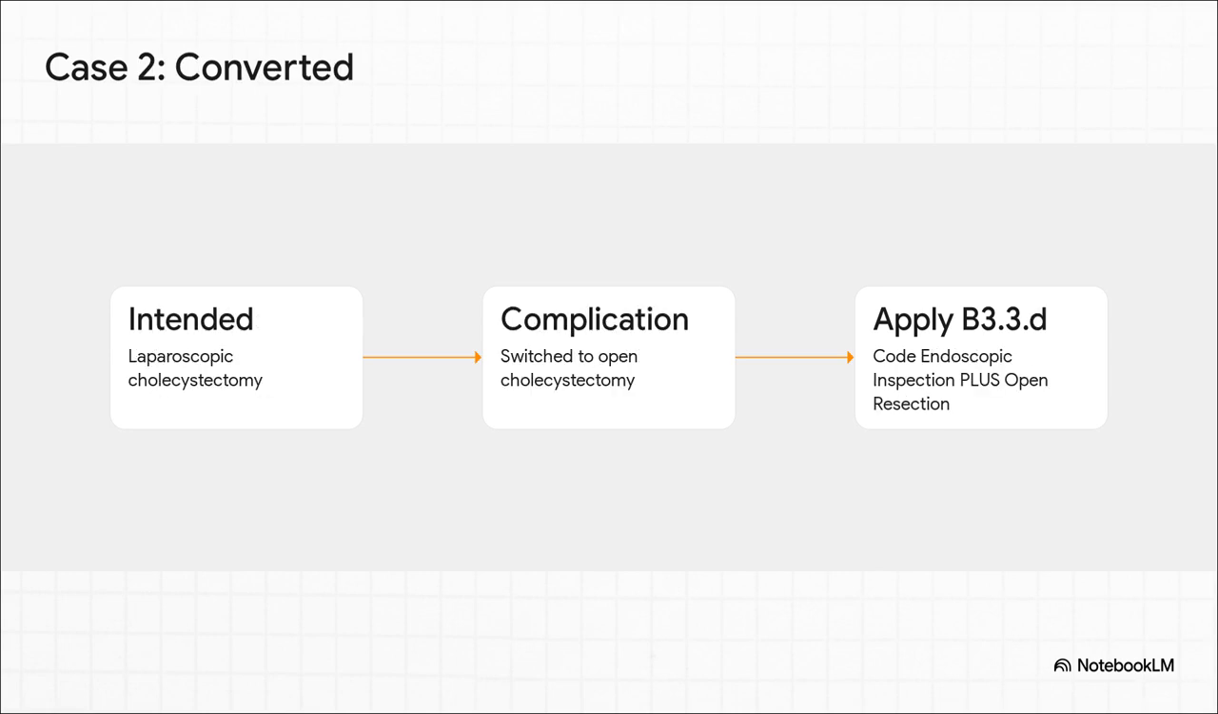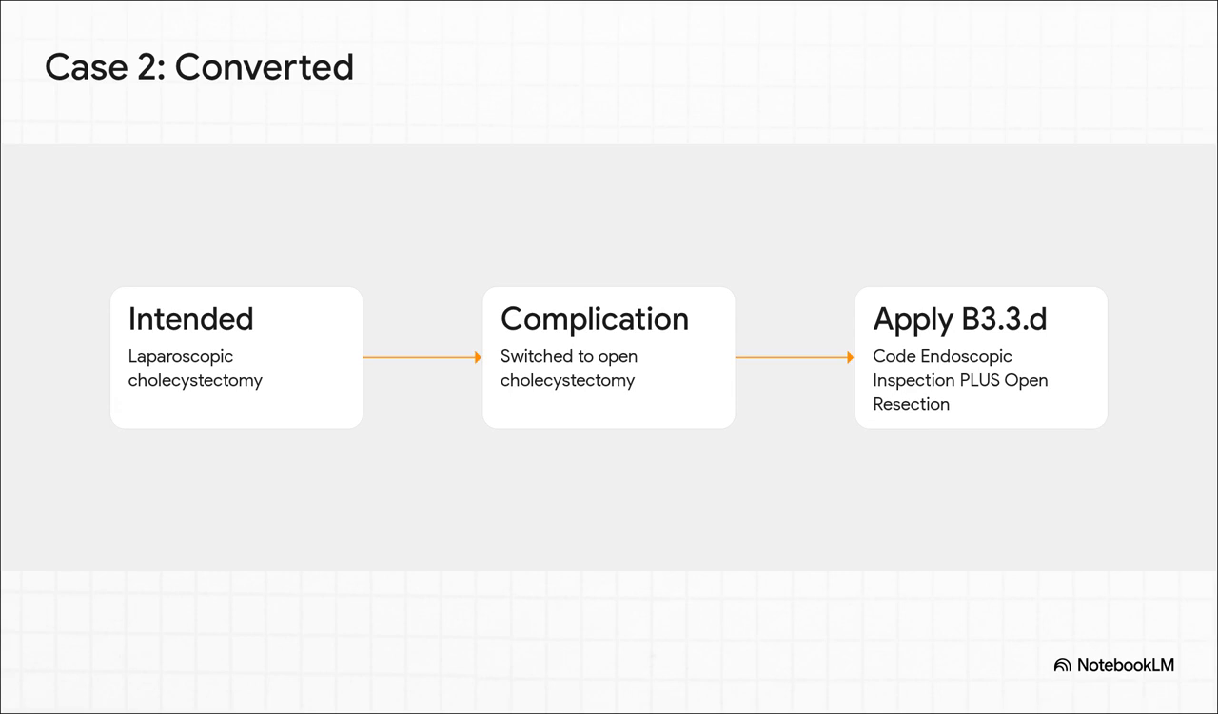Moving right along to case 2. Let's test our converted approach knowledge. The operative report states the intended procedure was a laparoscopic cholecystectomy, basically removing the gallbladder with a scope. But halfway through, the surgeon notes some really dense adhesions and has to convert to an open cholecystectomy by making a large abdominal incision. So, what do we do here?